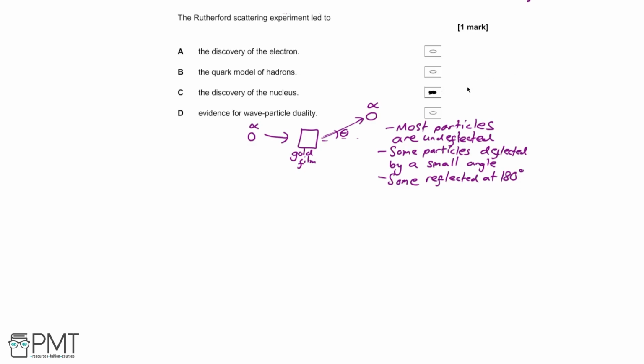For interest, the discovery of the electron was done by J.J. Thomson when he experimented with cathode rays. Evidence for the quark model of hadrons comes from electron-positron pair production, where various hadronic particles are produced, and evidence for wave-particle diffraction comes from diffraction of matter waves, where beams of electrons can be made to be diffracted.